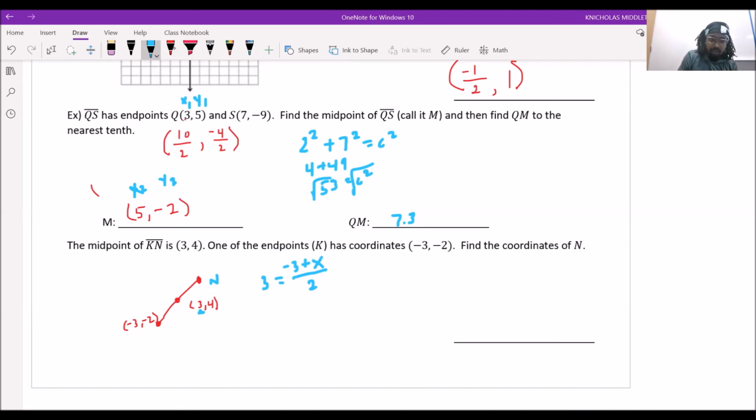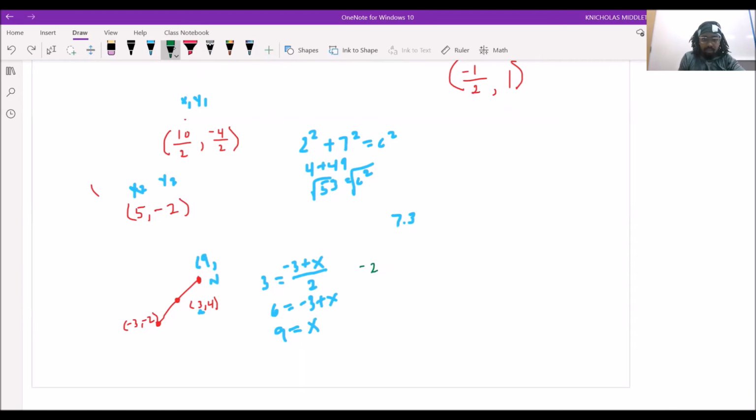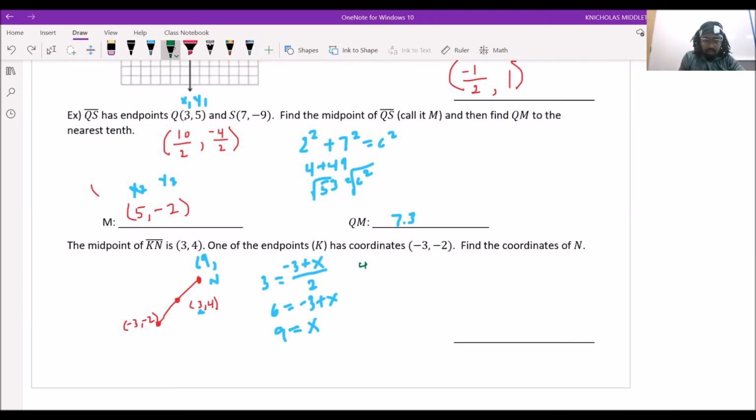Okay, so as I solve, I'm going to multiply both sides by 2. I get 6 equals -3 plus X. Add 3 to both sides, and I get X equals 9. So the X coordinate of this point N is 9. And I can do that same thing with the Y. Again, I know that my midpoint for the Y was 4. My one Y coordinate that I did know was -2. You see it here.